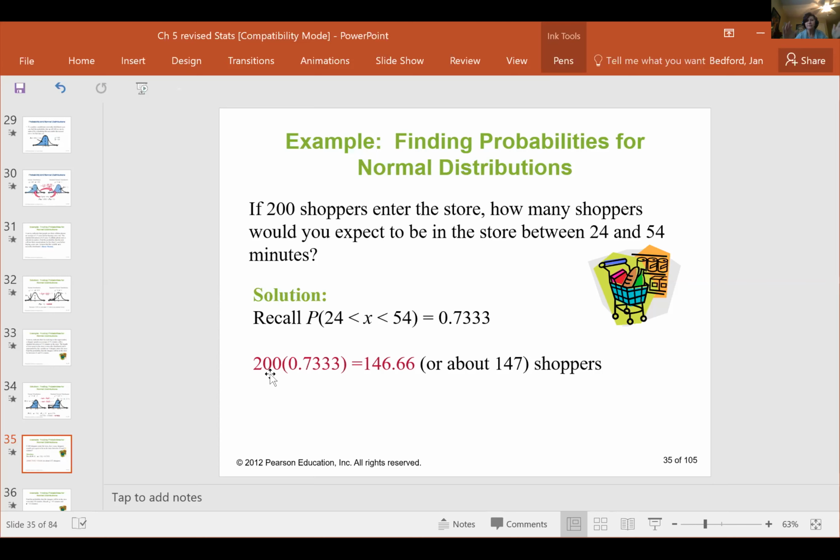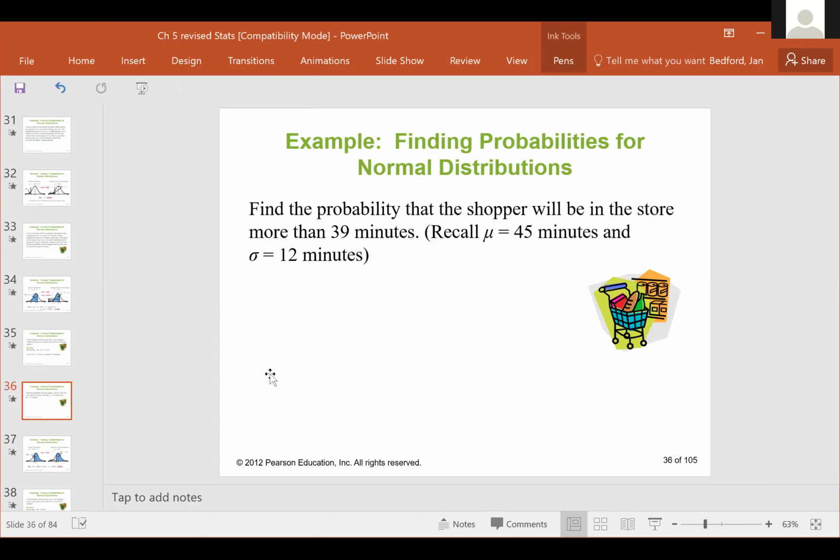A lot of times students will overlook a question like this and just give the probability and not actually answer how many people. Also, if you answer 146.66, that's not a good answer when you want to know the number of people. You need to round to the nearest person, okay? He's missing a one. That's right. We do not need somebody coming in with half or a third of their body missing.